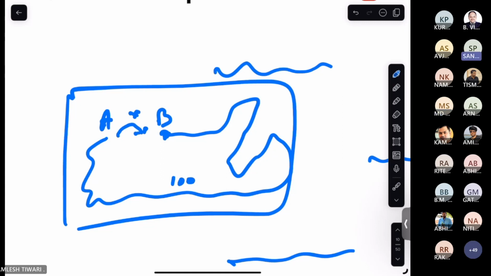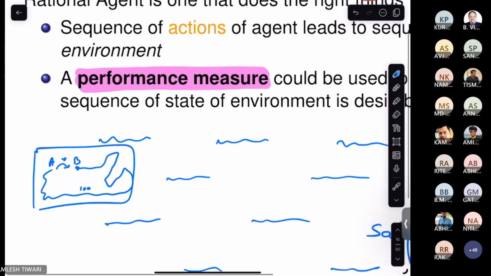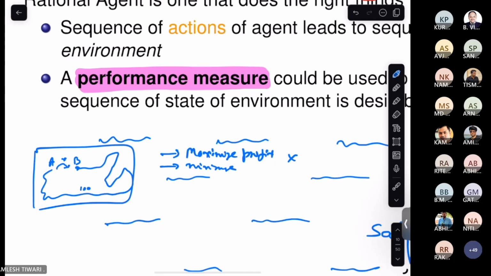Yes, sir. So if the performance measure is maximize profit, is it a good performance measure? In terms of his operation, this is a bad performance measure. If I say minimize gas, for example.